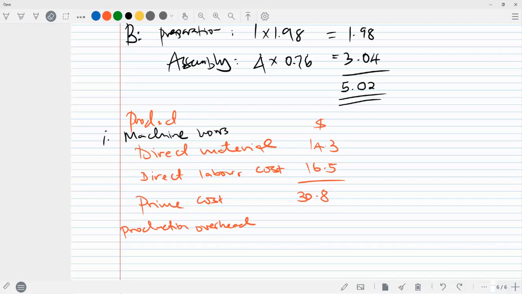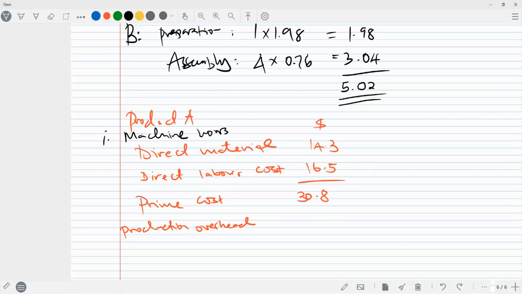This is product A, not X, and this is going to give us complication. So in that question, we say determine the cost of product A if the direct material cost is 14.3 and labor cost is 16.5. So change that to A.